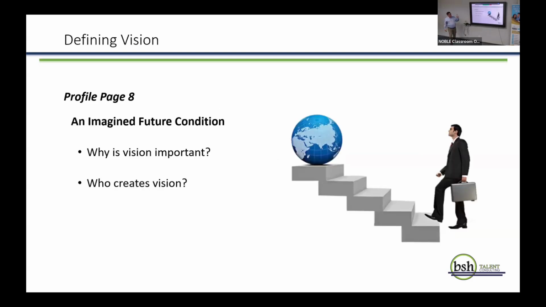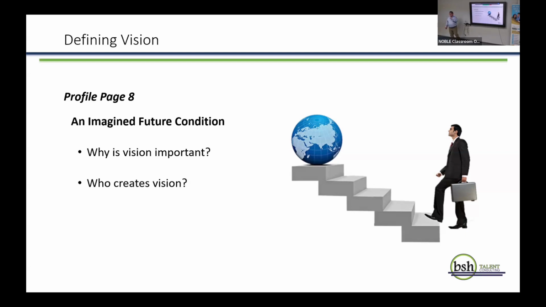All right, so here's defining vision. We did it first in biblical terms because that's most important. And then, of course, the perspective in your report that you have here is on page 8. And it really defines it as an imagined future condition, right? So that's kind of the brunt of the definition of it.